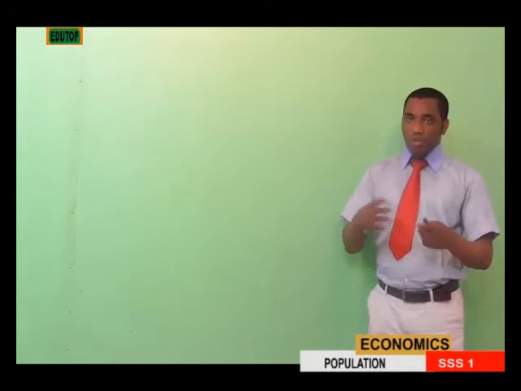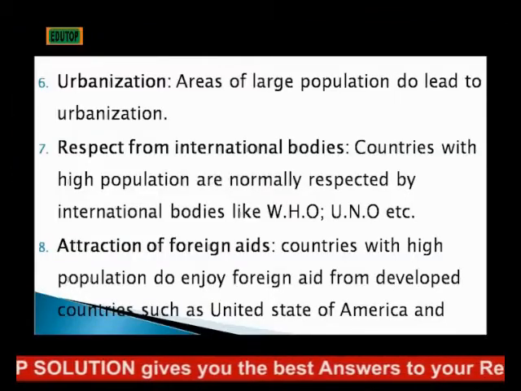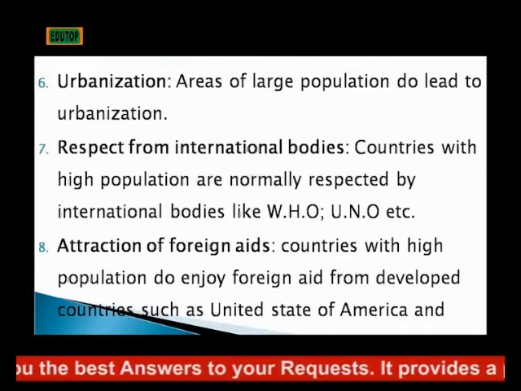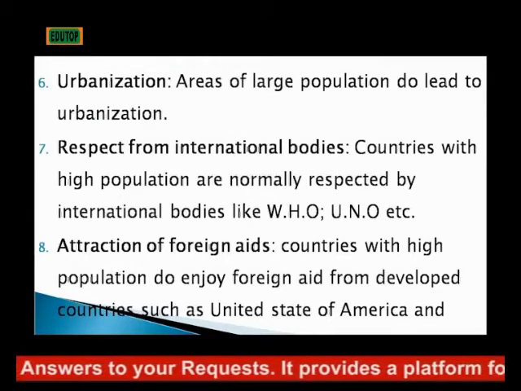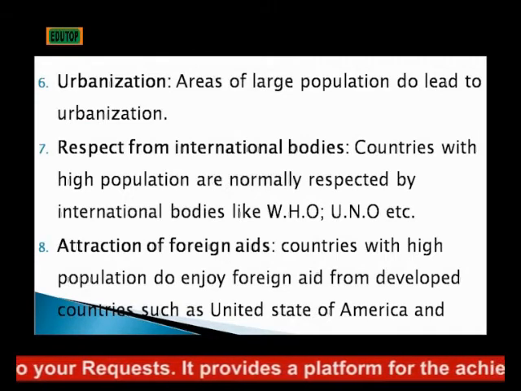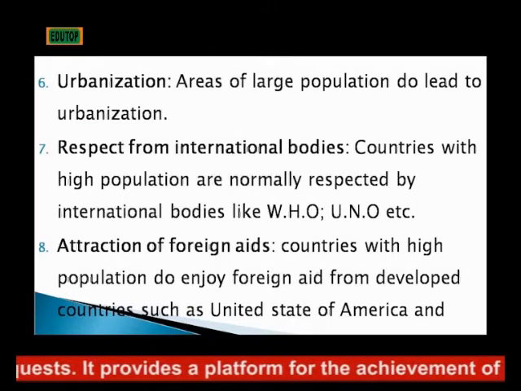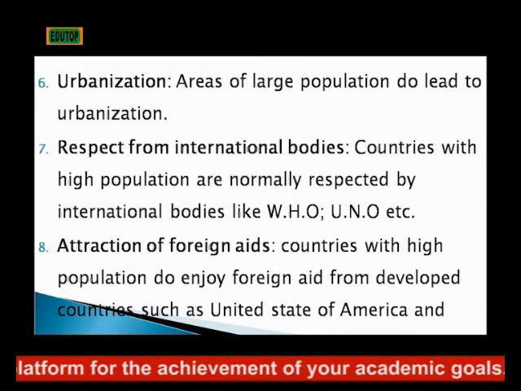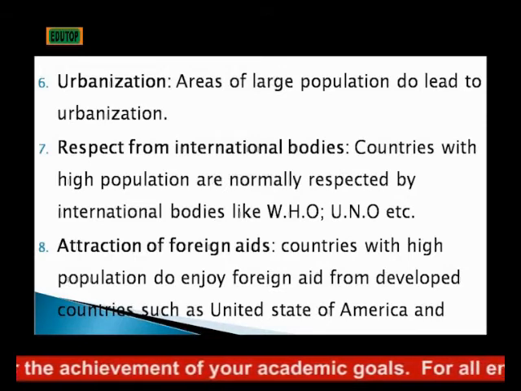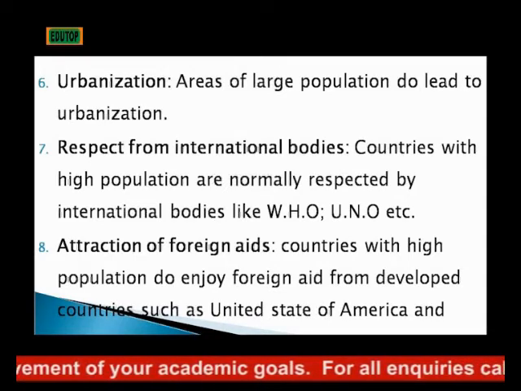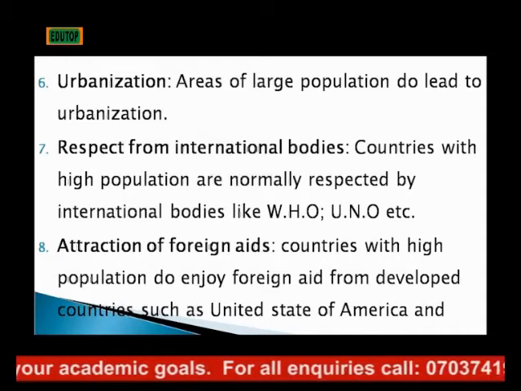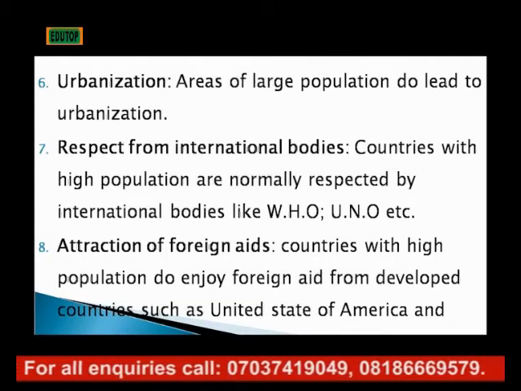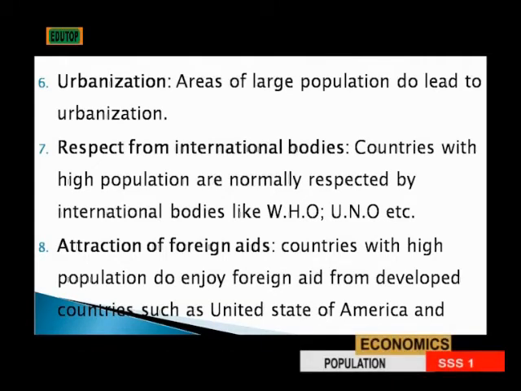Then we have urbanization. Urbanization is an area where there is large population, and it usually leads to urbanization. And we have respect for international bodies. Countries with high population are normally respected by international bodies such as the World Health Organization, the United Nations Organization, and so on, because there will be more personnel and more resources that they can use for their own benefit in the organization as well.